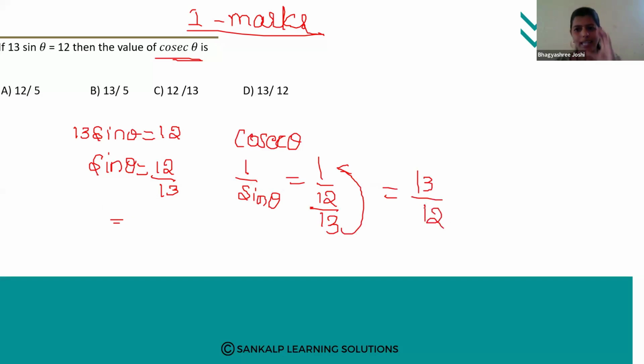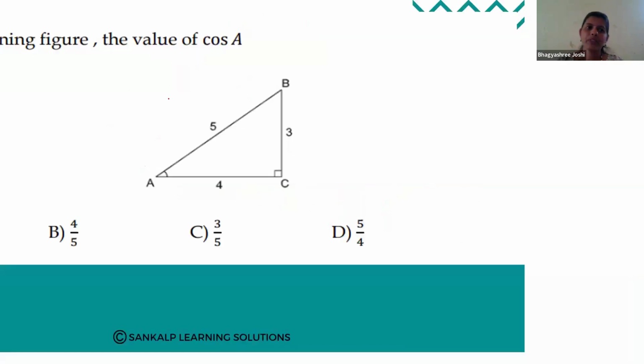Cosec theta, whatever the sin theta value is, if you reverse it you will get cosec theta, right? So 13 divided by 12. Which option is correct? Is it there in the options? Yes, it is there. Where? It is option D, 13 divided by 12. Cosec theta. Right? Next, in the figure, the value of cosec A.